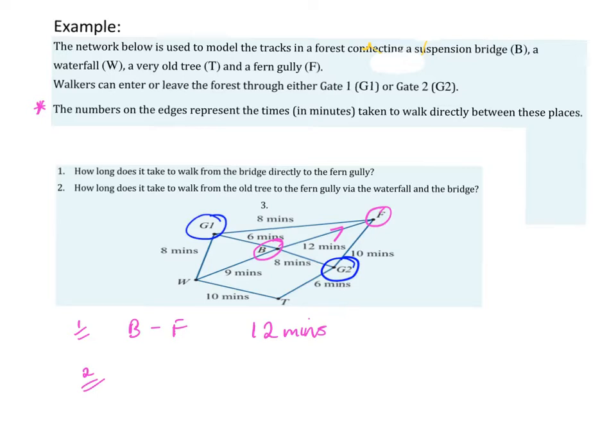How long does it take to walk from the old tree, which is T, to Fern Gully via the waterfall and the bridge? So T via W via the bridge to Fern Gully. That's where we're going. And if you have a look at that, between T and W is 10. Between W and B is 9. Between B and F is 12. Add it all together and it is 31 minutes.